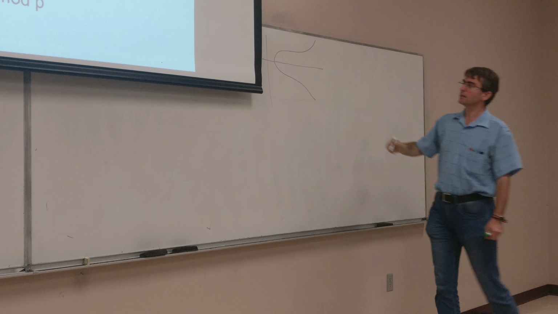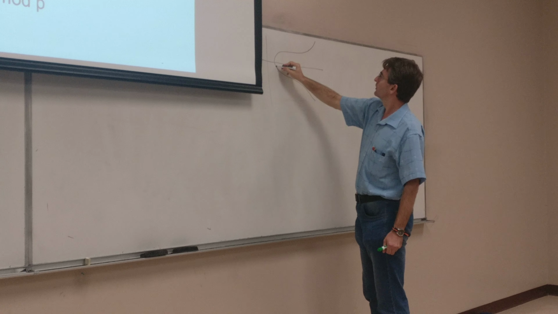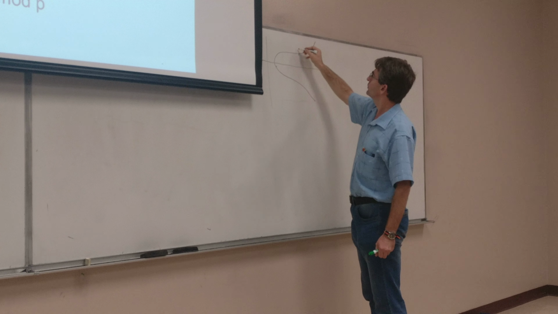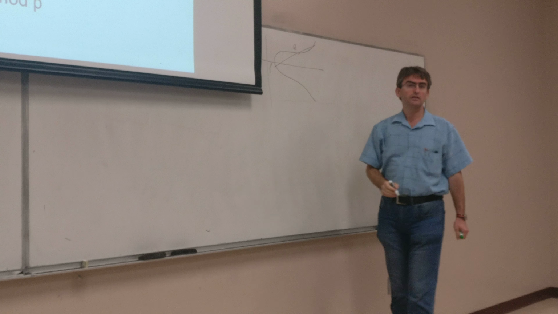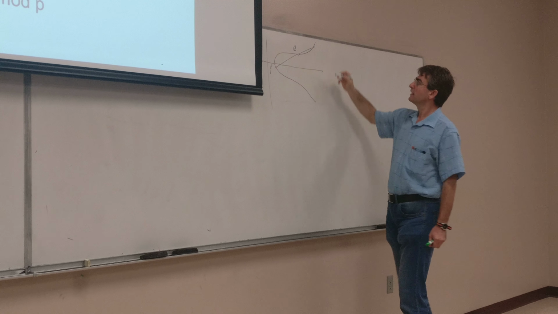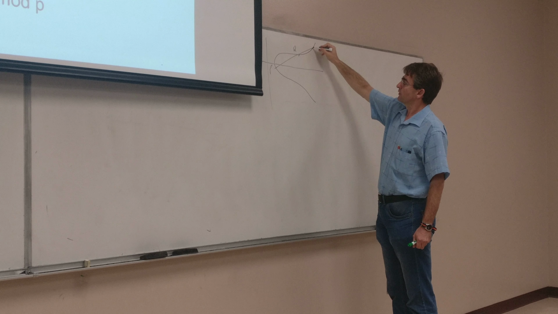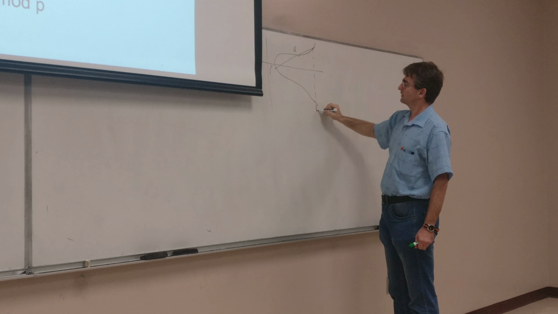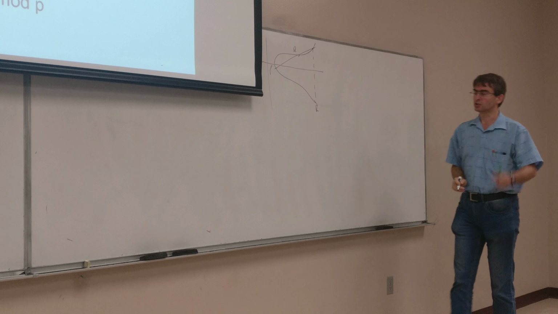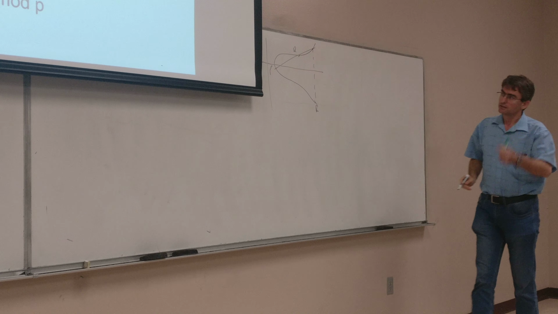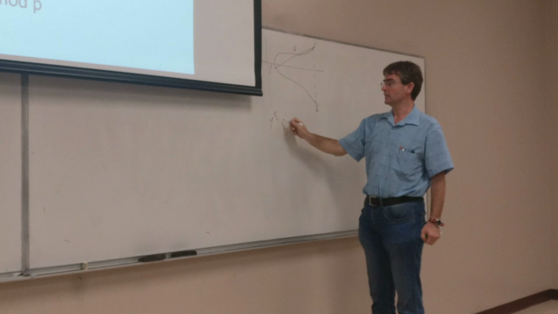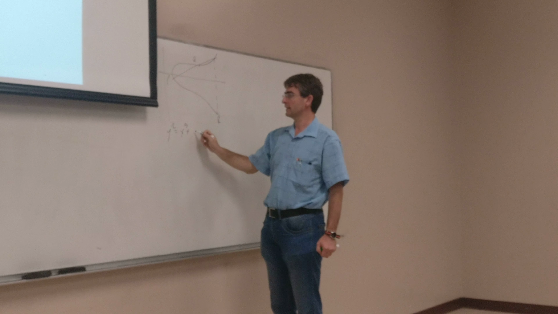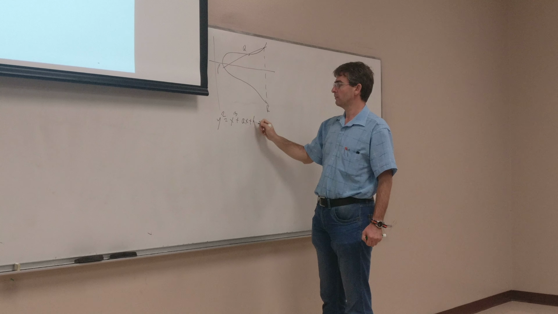You are taking 2 points, P and Q, like this, and we are trying to determine the result of their addition. The equation of the curve is y squared equals x cubed plus ax plus b.